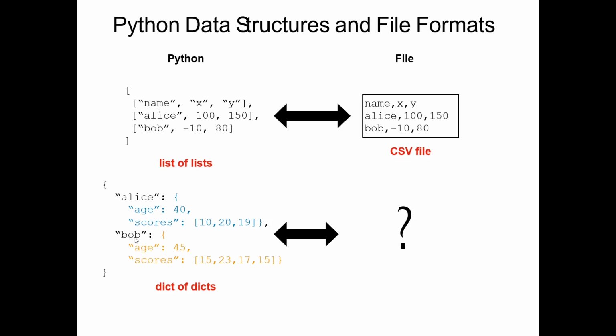All right, very similar for Bob. He's got a dictionary as his value. Age is 45, same age as me. And he's played the game 4 times: 15, 23, 17, 15. Of course, he's older. Maybe he's had more time to play more.